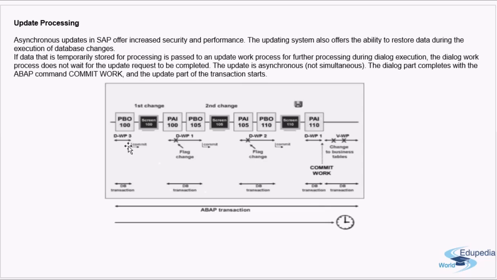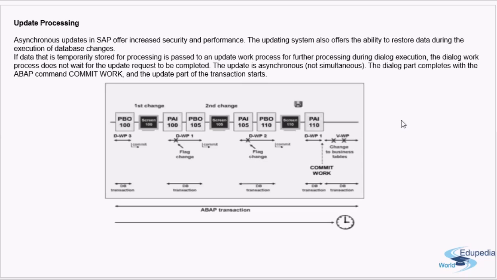So this is an ABAP transaction, and these are the individual dialog steps. After completion of this dialog step, the ABAP statement COMMIT WORK came. Then the update work process will come into the picture, and it will take the PBO output as input, take it as PAI, and take care of the updating. That's why SAP updates are asynchronous in nature. Once the dialog work process completes its part, it will hand over the update to the update work process, and it will be free again, available for another processing.